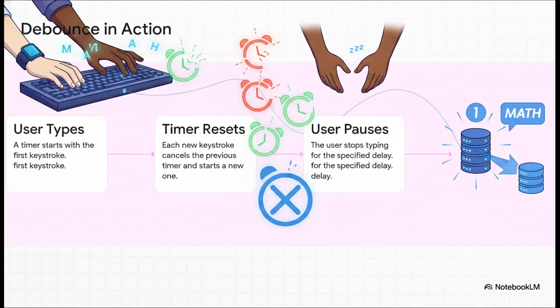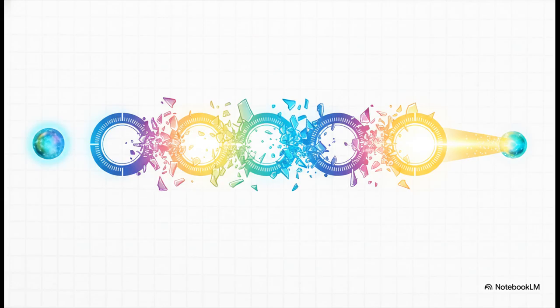The user starts typing, right? That kicks off a timer. But, and here's the magic, every single time they press another key, that timer gets completely reset. It's canceled, and a brand new one starts. This just keeps happening over and over until the user finally pauses for a second. Once that delay, maybe 300 milliseconds, goes by without a new keystroke, then the timer finally finishes and that one single API call is made. And that's really all there is to it at a high level.